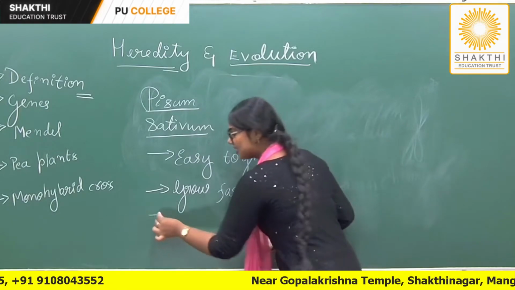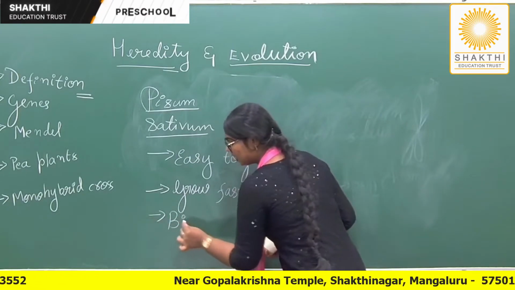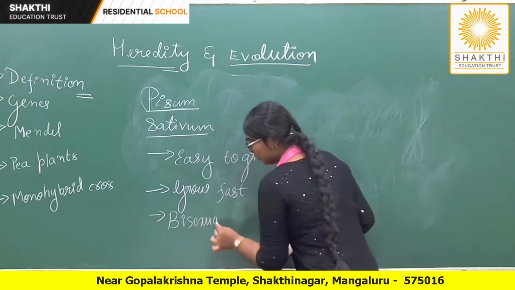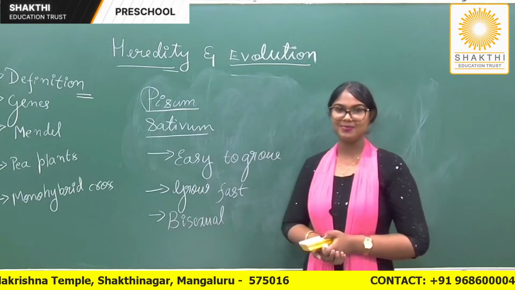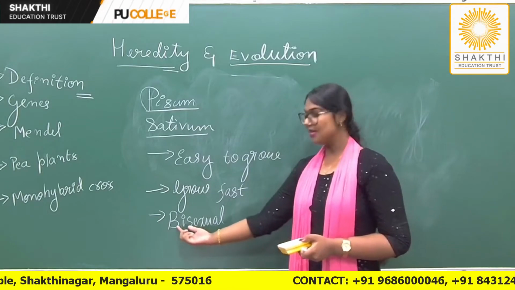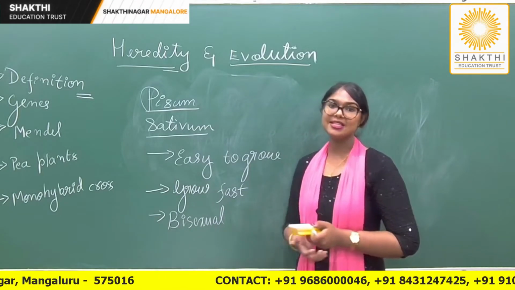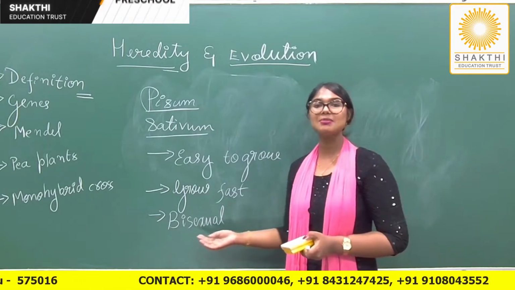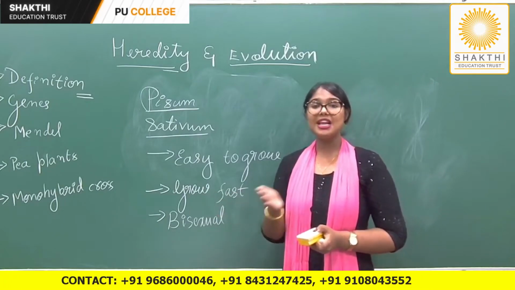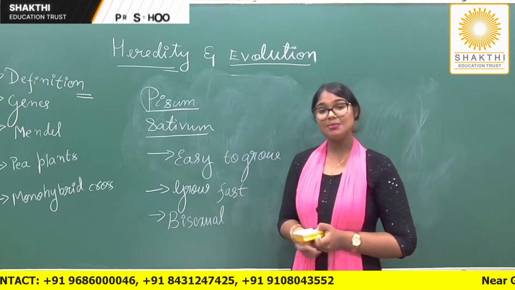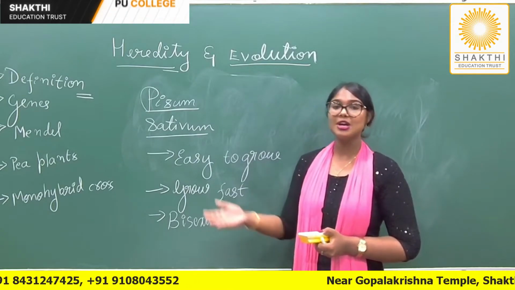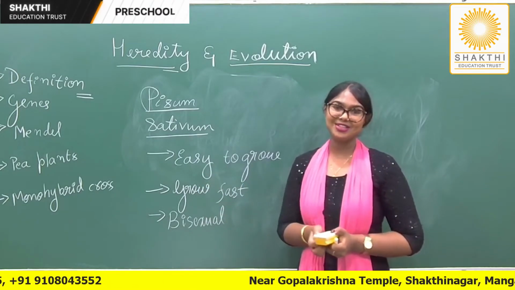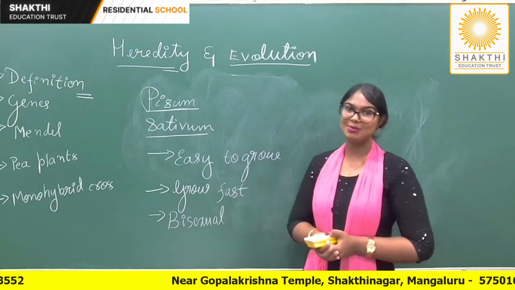These are bisexual flowers, students. What are bisexual flowers? Quickly recall the topic from the reproduction chapter. Bisexual, bi means two, sexual means sex organs. So bisexual means they have both male and female sex organs, hence making pollination easier for us. We need not go on looking for male flowers and female flowers. That's why he thought, let me use pea plants.